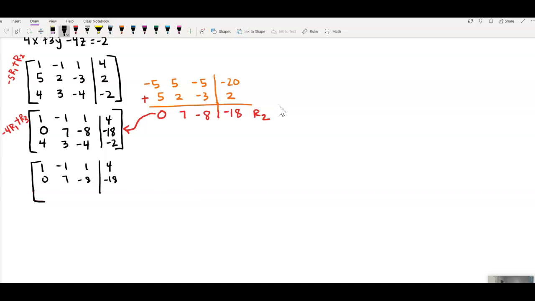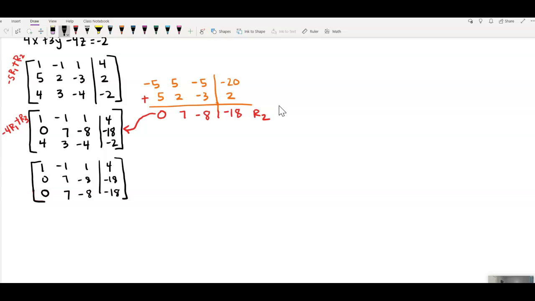All right, so -4 times 1 is -4 plus 4 is 0. -4 times -1 is +4 plus 3 is 7. -4 times 1 is -4 minus 4 is -8. And then -4 times 4 is -16 minus 2 is -18.